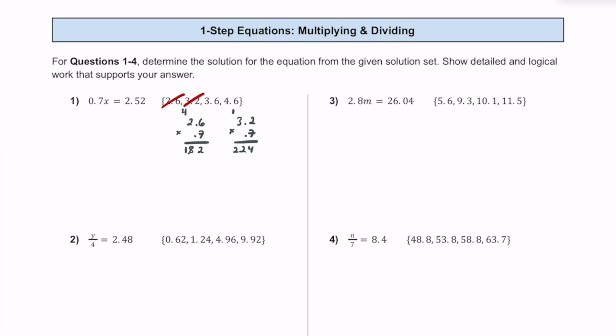That's still not quite what we're looking for, but we're getting closer. Let's try this next value of 3.6 and substitute it in. If we take the 3.6 and multiply that by 0.7, 7 times 6 is going to be 42, carry the 4. 7 times 3 is 21, plus 4 is going to be 25. So we're looking at 2.52. This one does check out. So we know that 3.6 is the solution to this equation. We can say here that x would be equal to 3 and 6/10. That would be our solution.